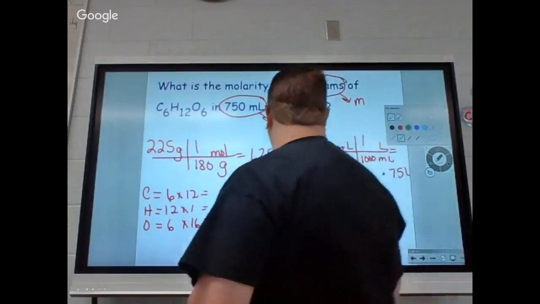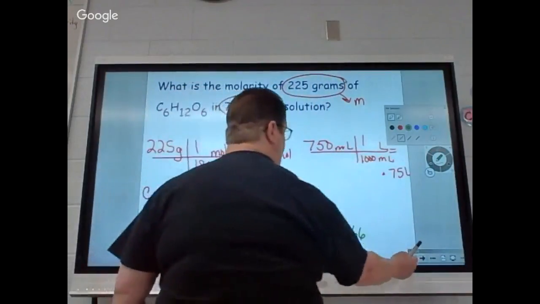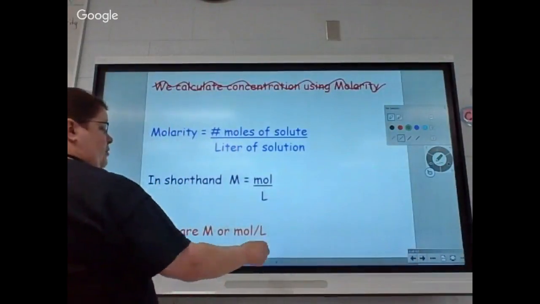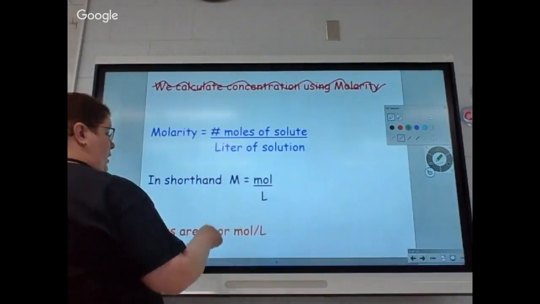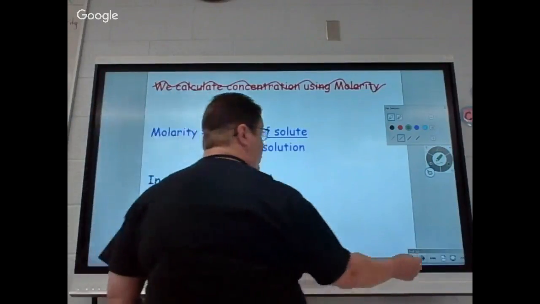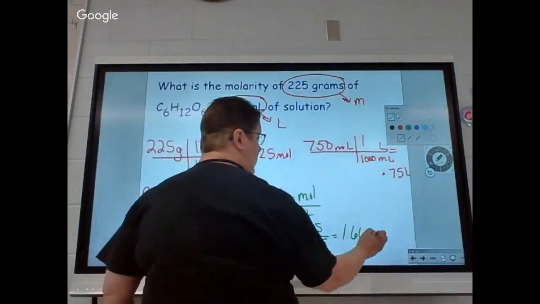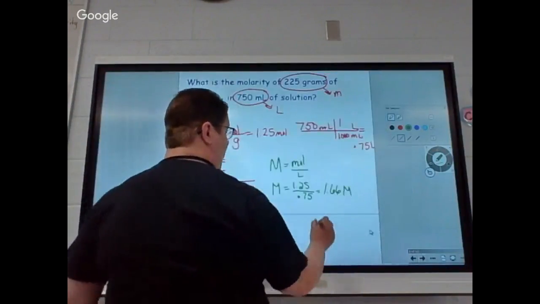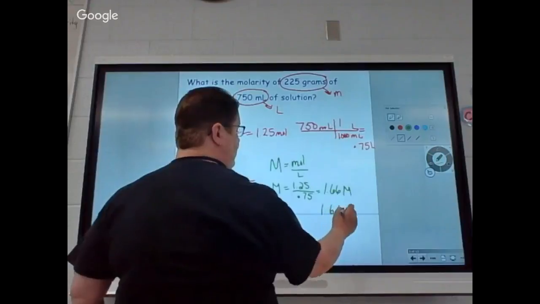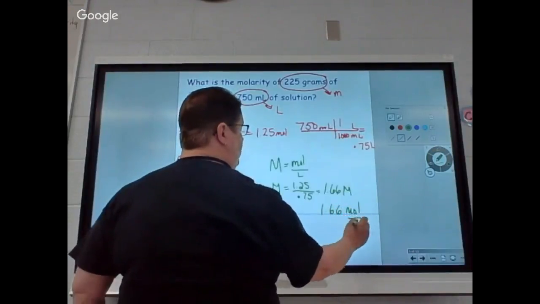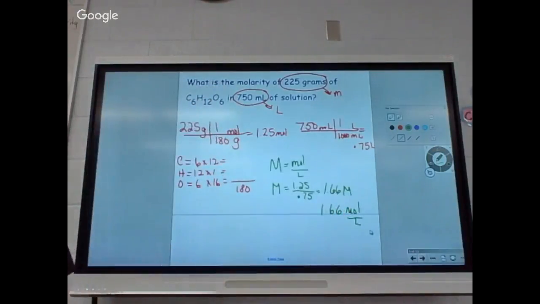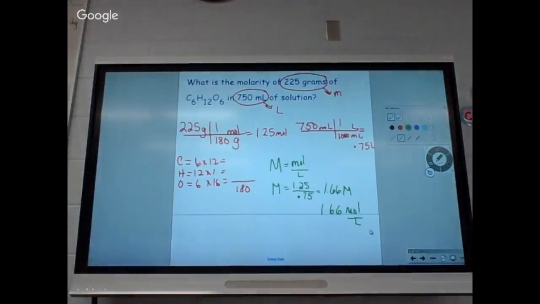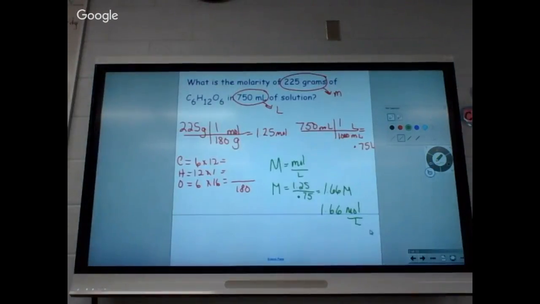Now, I have a choice. I can either write my units as moles over liters, because I divided moles over liters, or I can just write it as big M. Doesn't matter to me which one you do. I have a tendency to write big M. However, if you prefer to write 1.66 moles over L, which is the way I did it in most of the equilibrium problems, it's fine. Questions about how to do that?